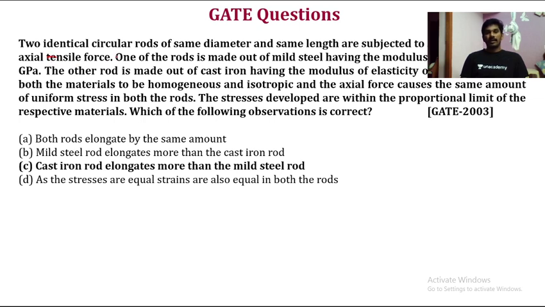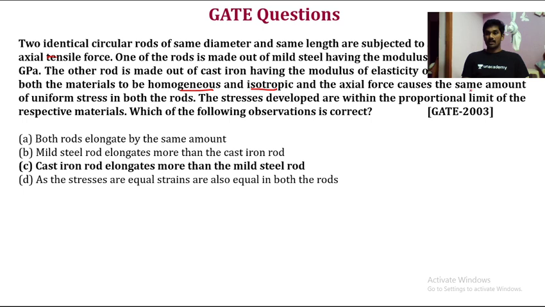Two identical circular rods of the same diameter and same length are subjected to the same magnitude of axial tensile force. One of the rods is made out of mild steel, having modulus of elasticity 206 GPa. The other rod is made out of cast iron, having modulus of elasticity 100 GPa. Assume both materials to be homogeneous and isotropic.